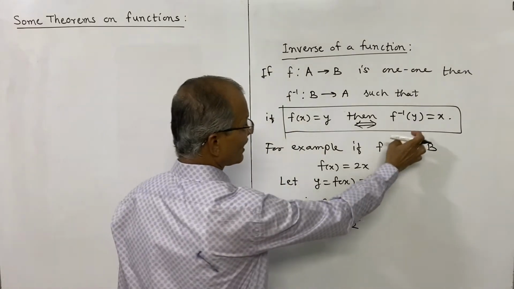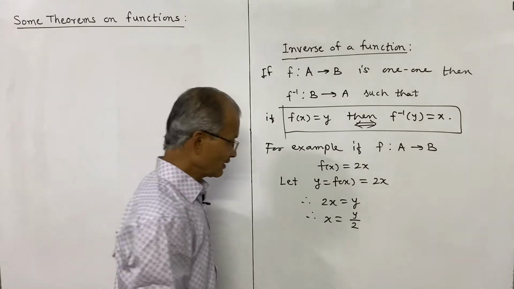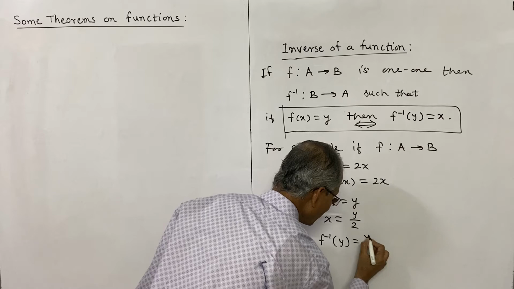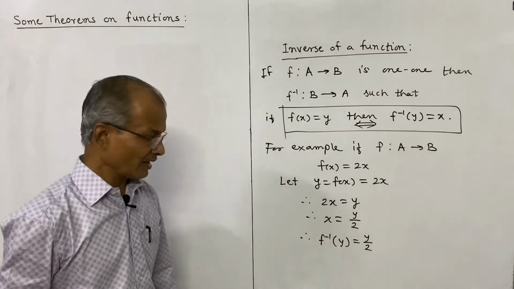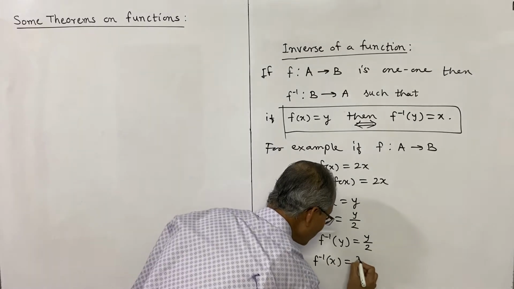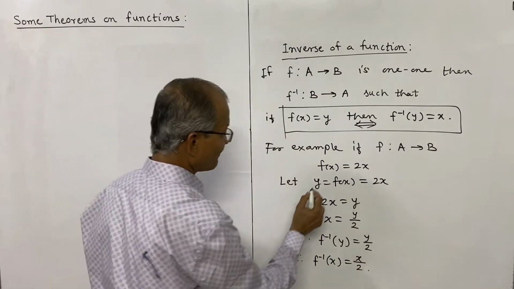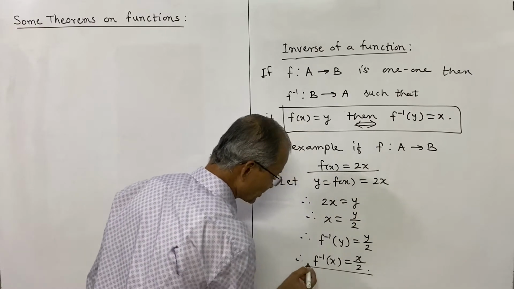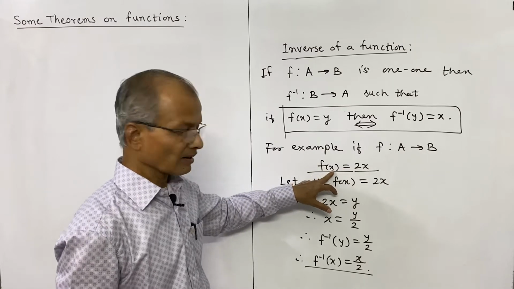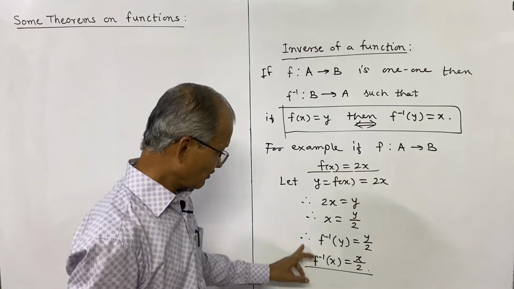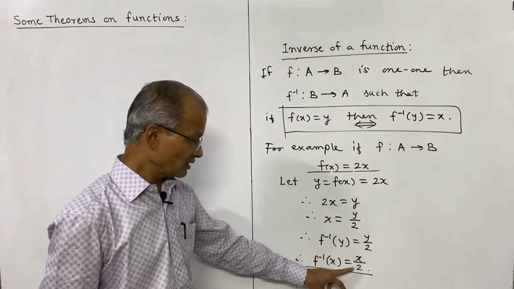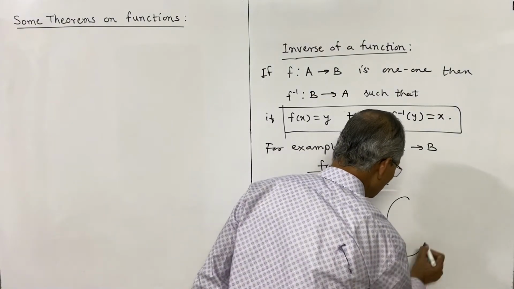But what is x? x is f inverse of y, and this is equal to y upon 2. Replacing y by x, the inverse function becomes f inverse of x is equal to x by 2. And thus if f of x is equal to 2x, then its inverse function is x by 2. That means here the image is a double of the inverse image, and conversely for the inverse function the image will be half. So it is x by 2. This is easy to understand.